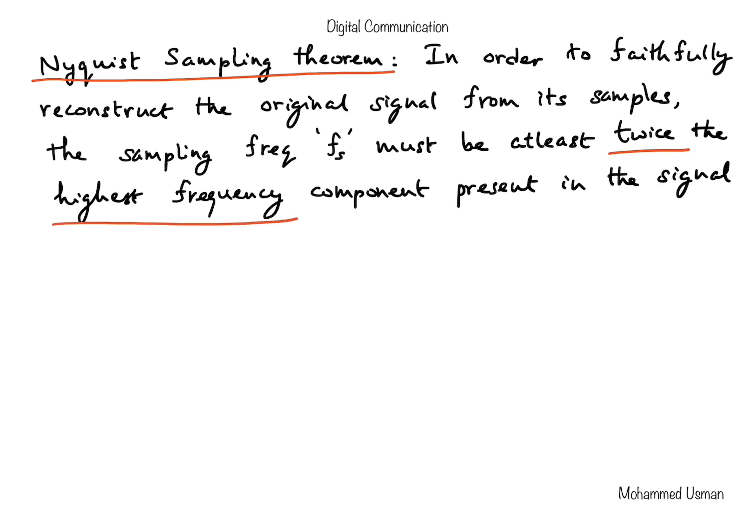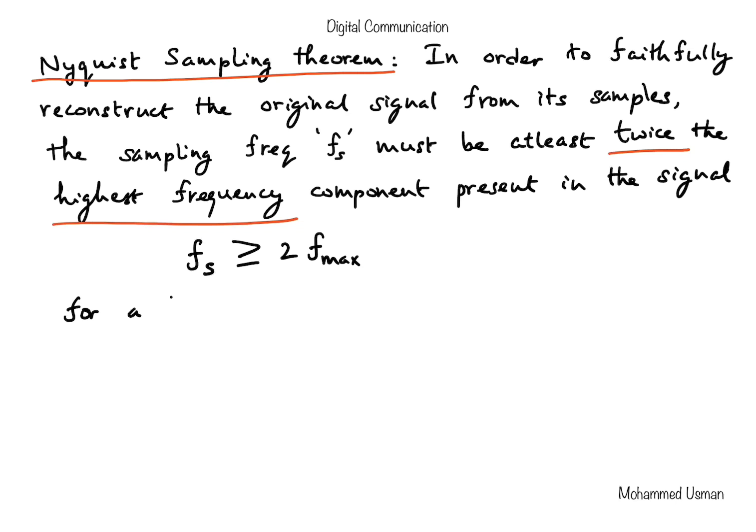So written mathematically, this condition would be the sampling rate Fs should be at least, so that's greater than or equal to 2 times the maximum frequency present in the signal, which we would denote as Fmax. So Fmax is the maximum frequency present in the signal that we are sampling. For a baseband signal, the maximum frequency component corresponds to the bandwidth of the signal. So let me write that.